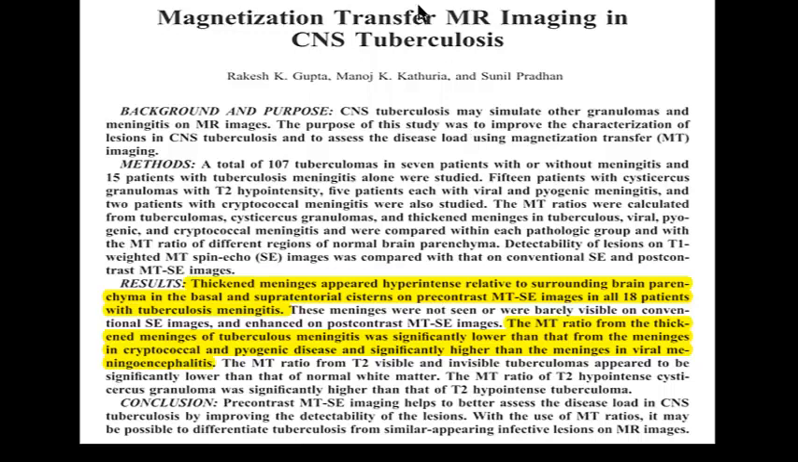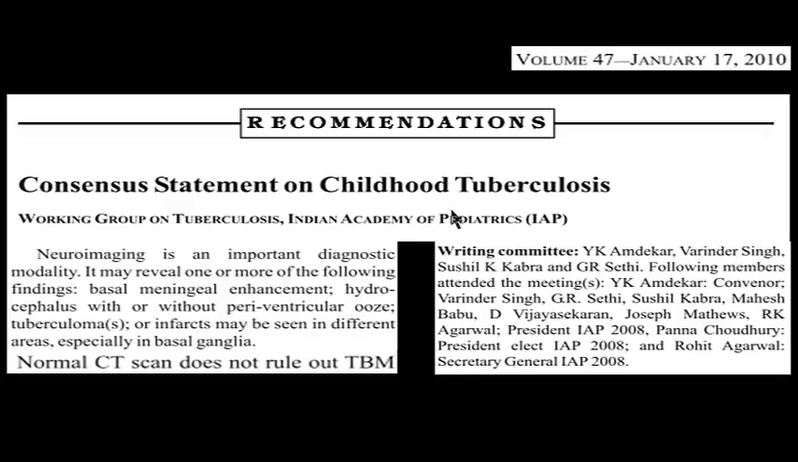And as we see, with magnetization transfer, if somebody does it, the thickened meninges appear hyperintense relative to surrounding brain parenchyma in basal and supratentorial cisterns. And the MT ratio from this thickened meninges of tubercular meningitis is significantly lower than that of pyogenic or fungal infection. There is a consensus statement that has been derived in childhood tuberculosis, where neuroimaging is a very important tool. And one of the important points derived is that a normal CT scan doesn't rule out a tubercular meningitis.